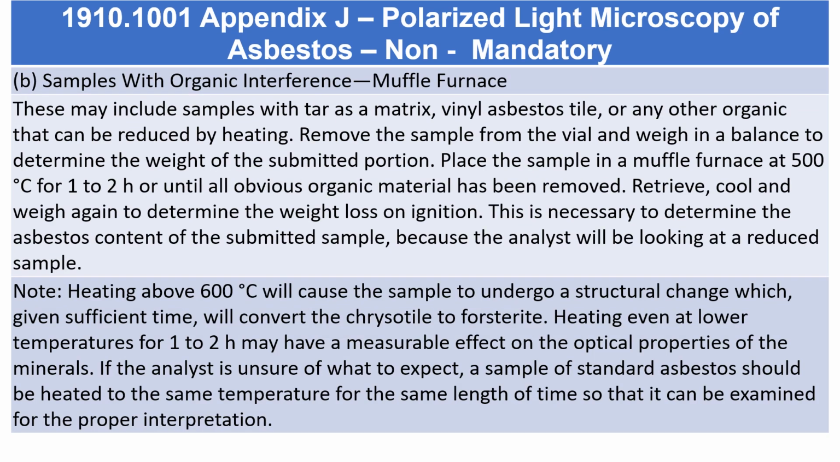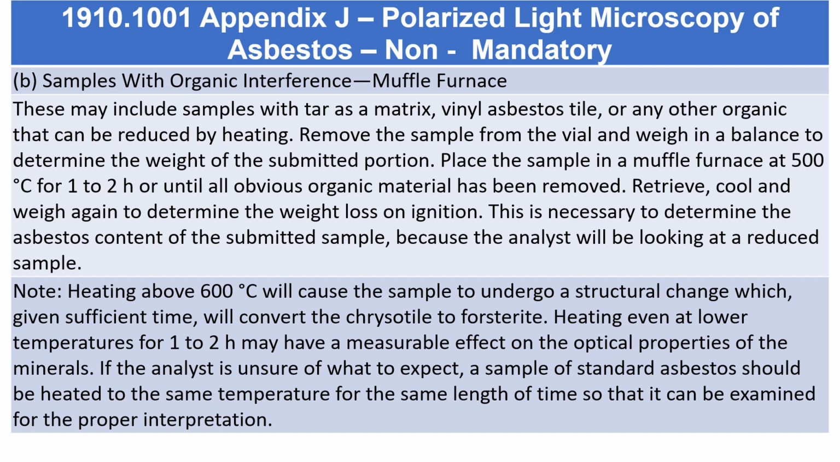B. Samples with organic interference, muffle furnace. These may include samples with tar as a matrix, vinyl asbestos tile, or any other organic that can be reduced by heating. Remove the sample from the vial and weigh in a balance to determine the weight of the submitted portion. Place the sample in a muffle furnace at 500 degrees Celsius for 1 to 2 hours or until all obvious organic material has been removed. Retrieve, cool and weigh again to determine the weight loss on ignition.